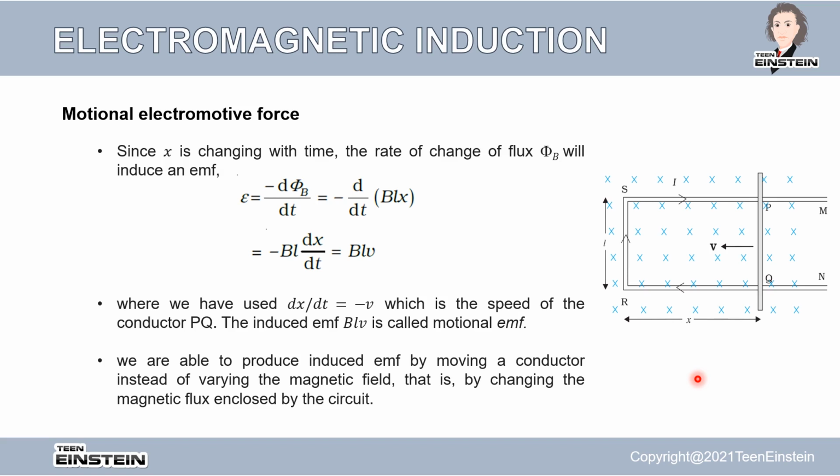So we can produce the electromotive force in two different ways: either by changing the magnetic field and keeping the loop constant, or changing the shape of the loop by changing the area and keeping the magnetic field constant. We can do anything in this.